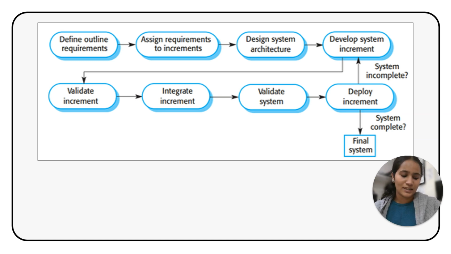This approach allows for flexibility of the system. Customer value can be delivered with each increment, so system functionality is available earlier. Early increments act as a prototype to help elicit requirements for the later increments. There is a very low risk of overall project failure as the project is developed in increments. The highest priority system services tend to receive the most testing.